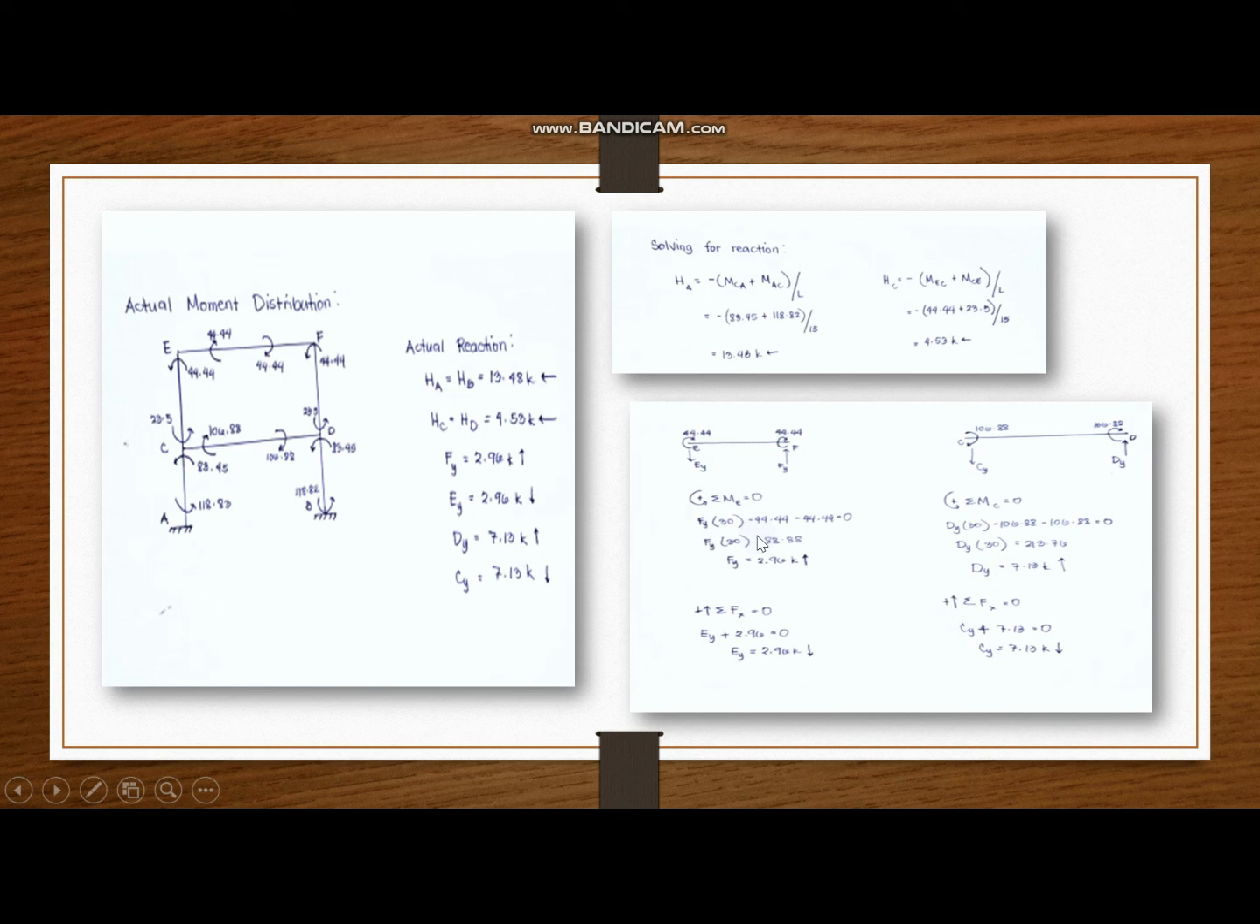So, para ma-solve natin ang CY, so, all forces upward is positive. So, summation of Fy is equal to 0. So, CY plus 7.13 is equal to 0. So, CY is equal to 7.13. Transpose, kaya nag-negative, so downward.